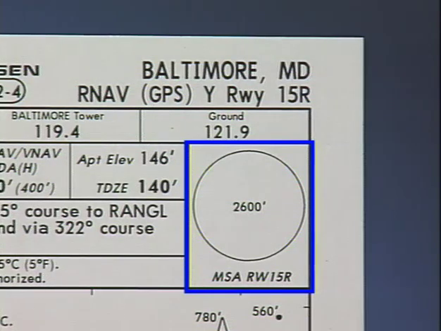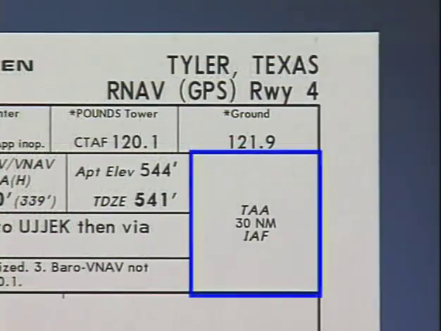The MSA on RNAV charts also contains an important difference. The MSA is predicated on a waypoint, such as the missed approach waypoint, instead of a navigational facility. However, the MSA does not exist on all RNAV charts. Rather, a terminal arrival area, or TAA, is incorporated into the approach and acts as an MSA.